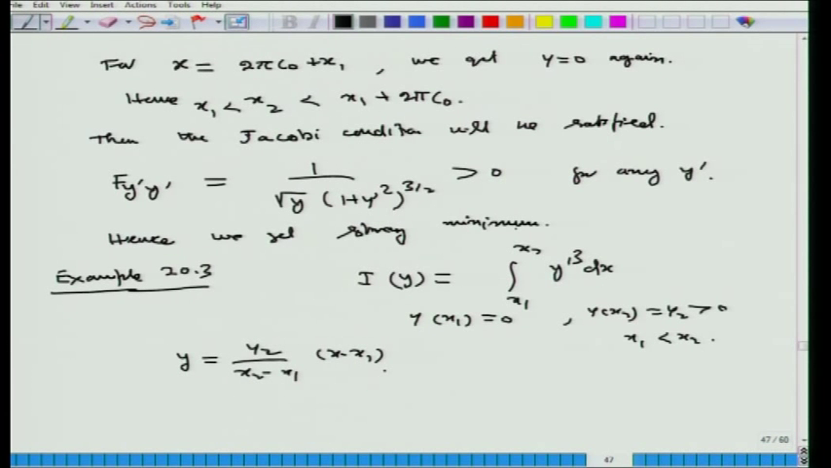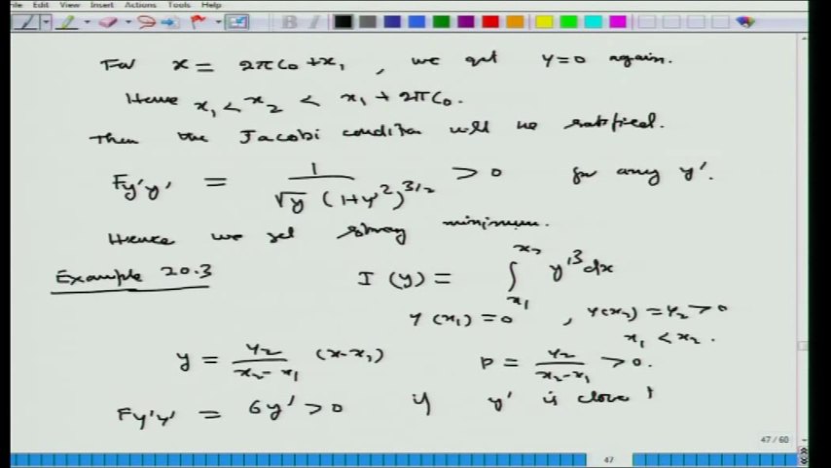So here we see that p is y2 over x2 minus x1, which is positive, and here f y prime prime comes out to be 6 y prime, which will be positive if y prime is close to p, that is, y prime is positive. And so we get a weak minimum in this case, and we cannot conclude more than this. Earlier, by directly seeing the sign of w, we could say something more than this, of course. Now let us see how we actually get these conditions in some other way.